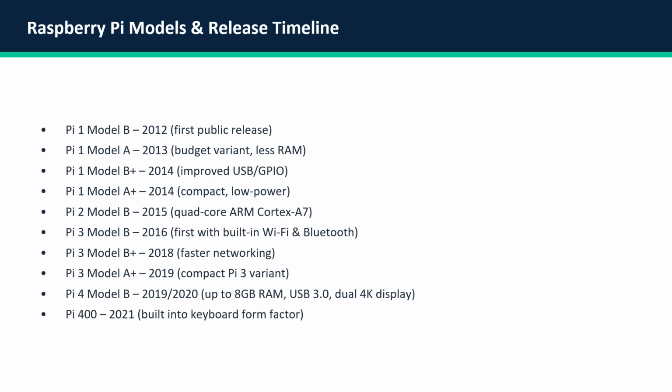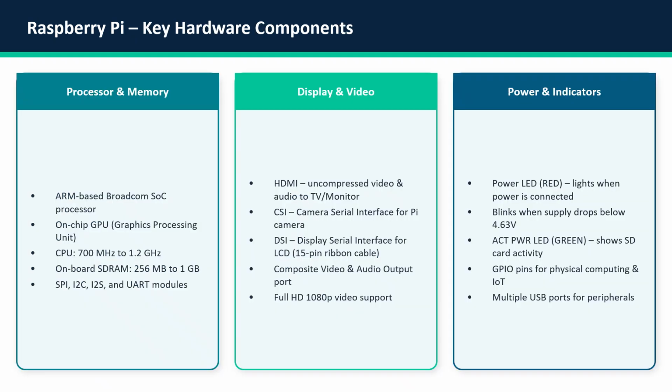Raspberry Pi models and release timeline. These are the Pi models and release timeline. Raspberry Pi consists of key hardware components. It consists of processor and memory, display and video, and power indicators.